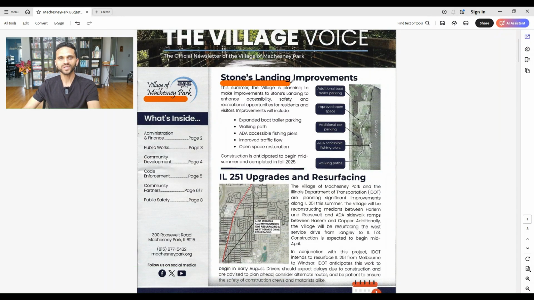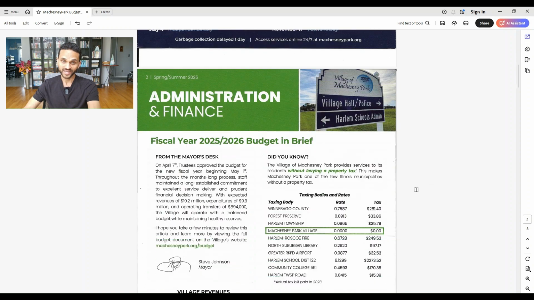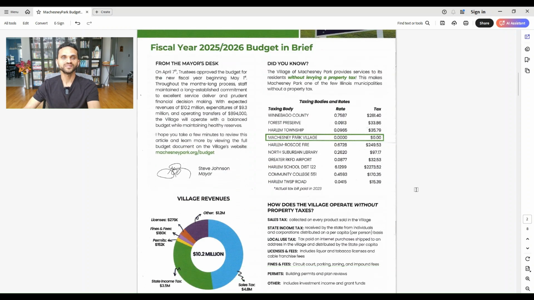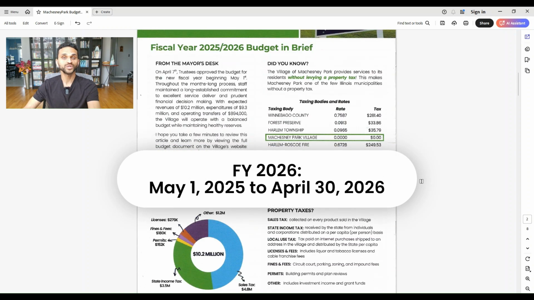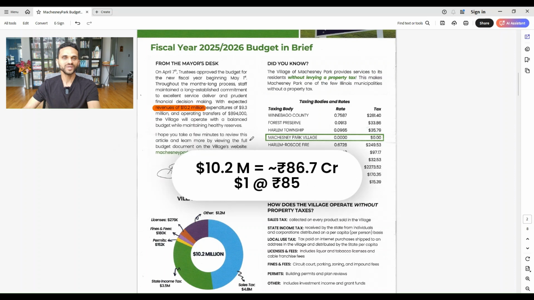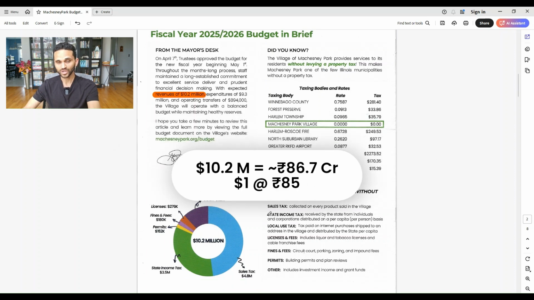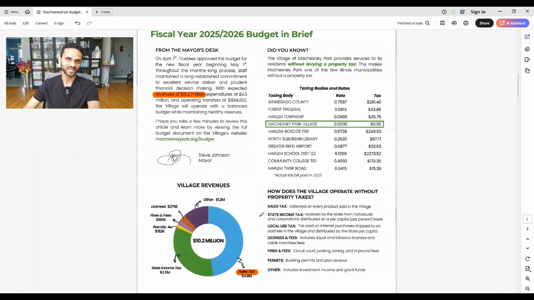First, they talk about some key infrastructure improvement work that they intend to do in the near future. But then comes the most interesting part, budget for the financial year 2025-26. For the small town of Machesney Park, they plan to collect around $10 million in revenues. They also talk about where this revenue will come from. Most of it will come from sales taxes. Anything that gets sold in Machesney Park gets sales tax levied on it.